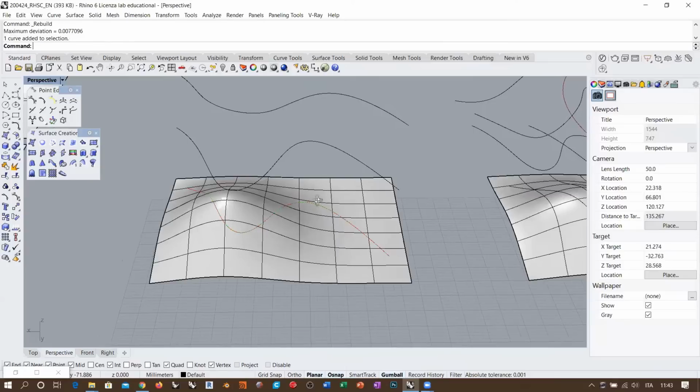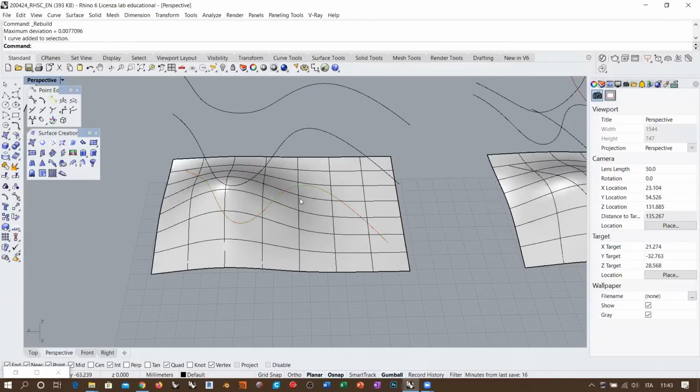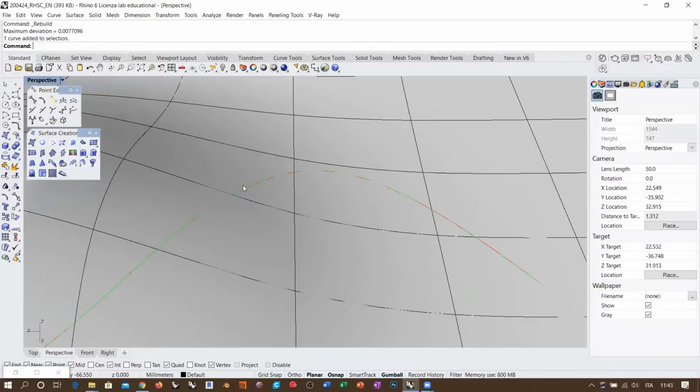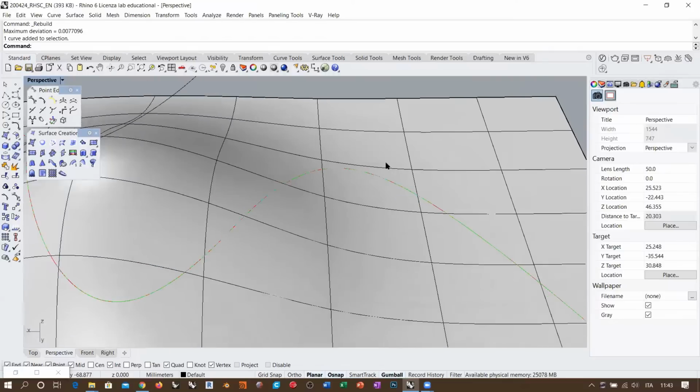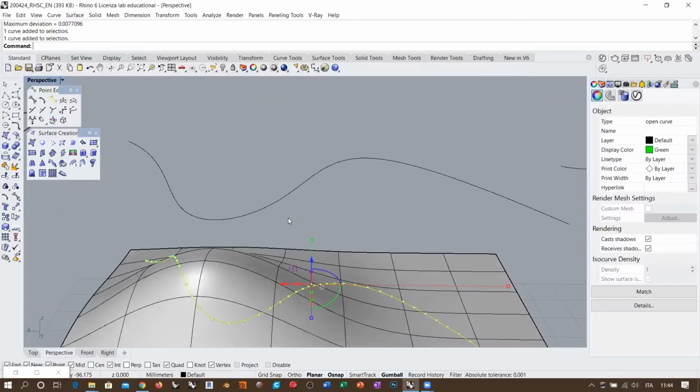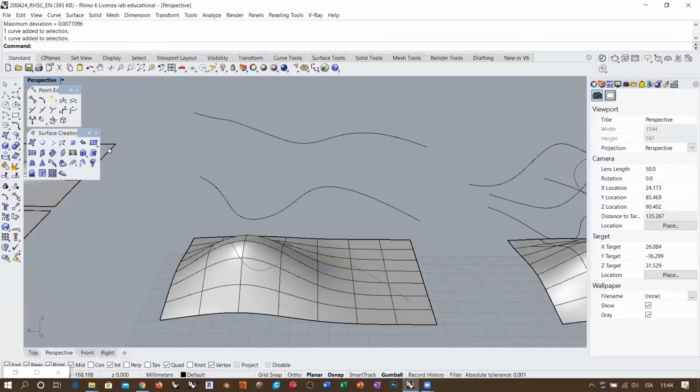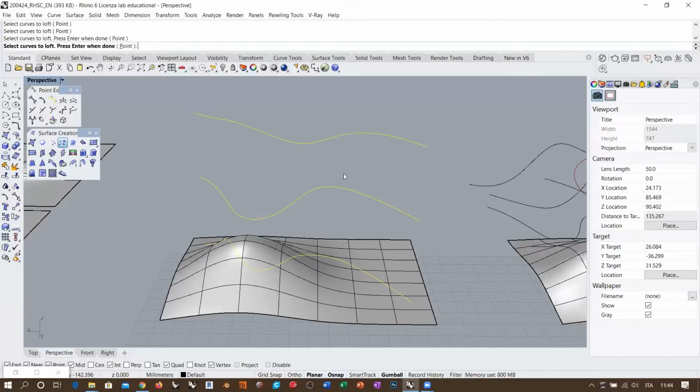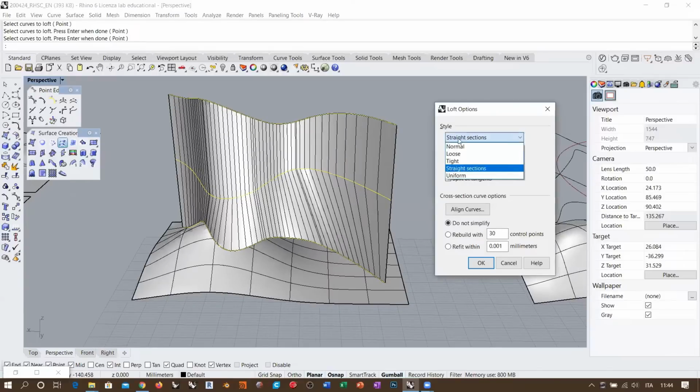Okay, so the green line is the good one, and the red line is the old one. And we can see that there is some difference between the two. When you see this kind of flickering between the colors, it means that there is some difference between the two geometries. So this is the curve that I want to loft together with the upper curves. So loft and select the green curve, this one, and hit enter and switch to normal.